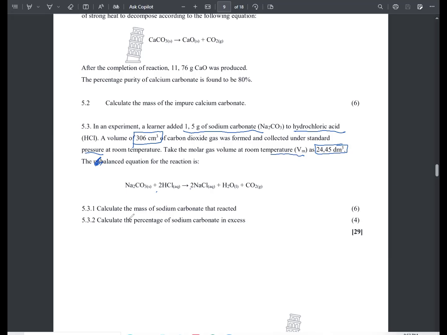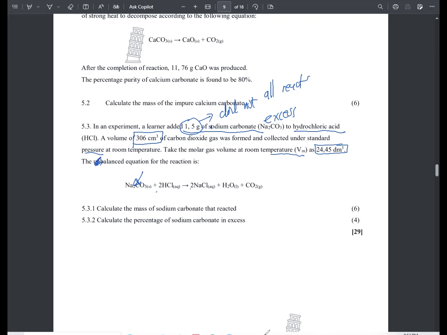Then 5.3.1 says calculate the mass of sodium carbonate that reacted. Note that. Sodium carbonate is this, right? So they even mentioned it here. Now, the 1.5 gram here: if they say calculate the mass of the sodium carbonate that reacted, it simply tells you that the sodium carbonate is in excess, and the 1.5 gram did not all react. Did not react completely. So that's what we are getting from this question.